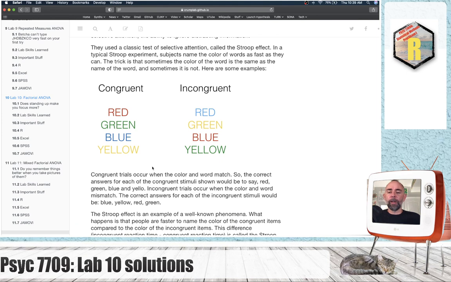And notice the congruent item types, the word and the color are the same, and typically your responses to the ink color are faster for these kinds of items. When the word and color are mismatched or incongruent, your responses are typically slower. So the Stroop effect is slower responding in these conditions compared to this condition.